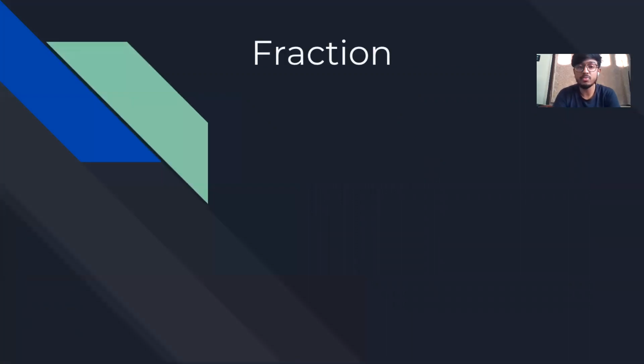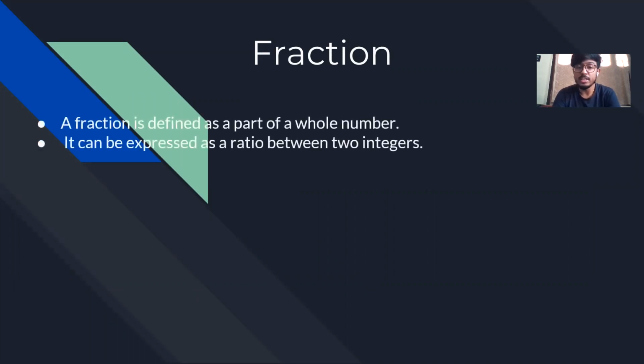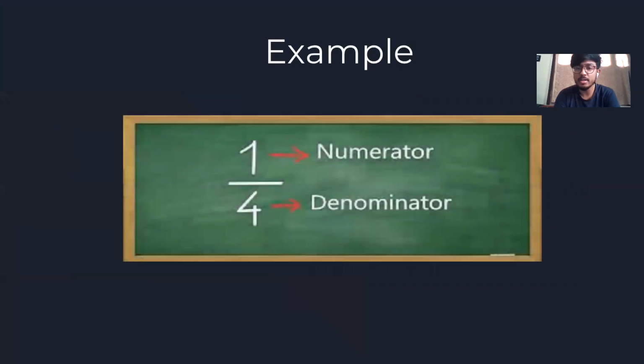What is a fraction? A fraction can be defined as a part of a whole number, or it can be said that it is a ratio between two integers. Basically, a fraction consists of two parts. As you can see in the example, one is the numerator and the other is the denominator. The upper one is the numerator and the lower one is the denominator.